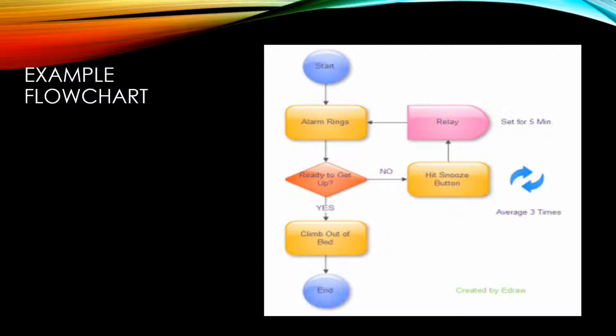We go back to the decision with the diamond. Are you ready to get up? If the answer is no, you go through the process of hitting your snooze button. Then you repeat that cycle of going back to the alarm ringing and the decision of are you ready to get up until you go through a yes and that process ending. If you continue to have no, you continue to snooze, continue to have the alarm ring, and you continue that cycle again until the process ends.